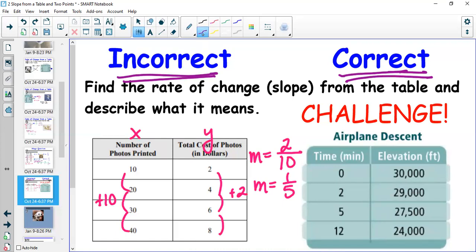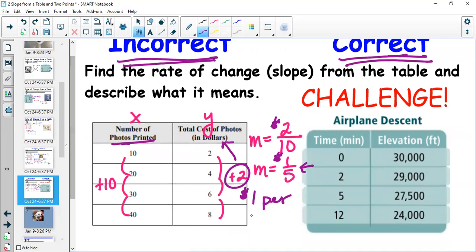And if we explained what it meant, we'd add our labels. It meant the cost of photos. So 2 went with dollars. So I'd keep my dollar sign there. So this would be $1. Read a fraction bar with the word per. And the other one was photos printed. So it's $1 per 5 photos would be what it means. So our slope is 1/5 and our explanation is $1 per 5 photos.